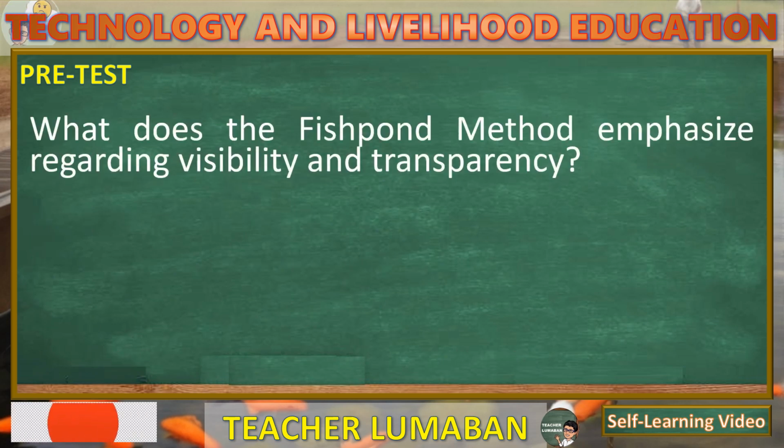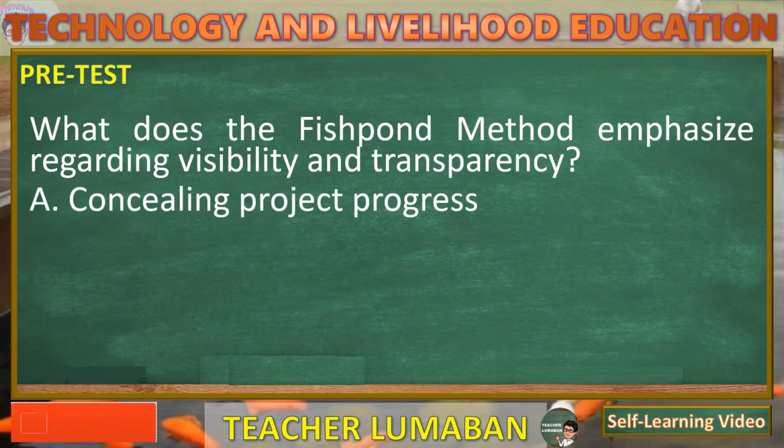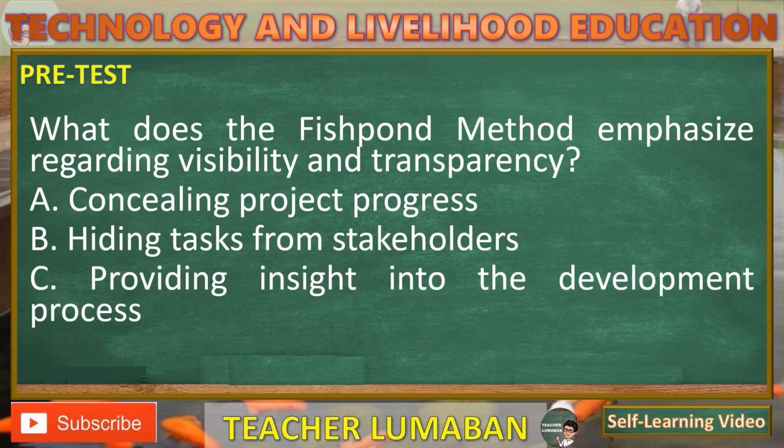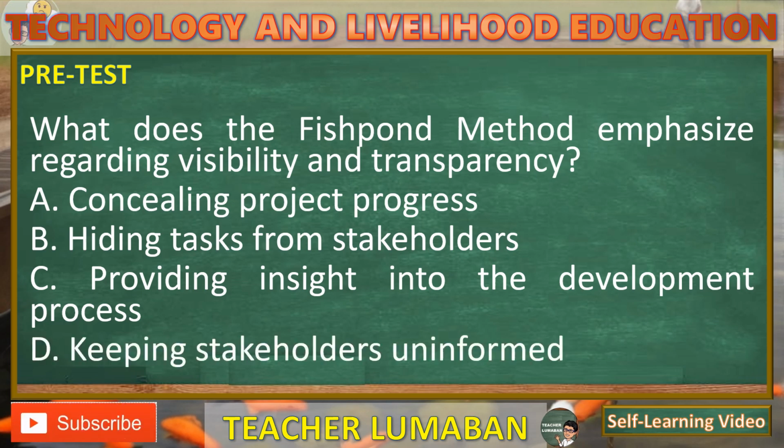What does the Fishpond method emphasize regarding visibility and transparency? A. Concealing project progress. B. Hiding tasks from stakeholders. C. Providing insight into the development process. D. Keeping stakeholders uninformed.